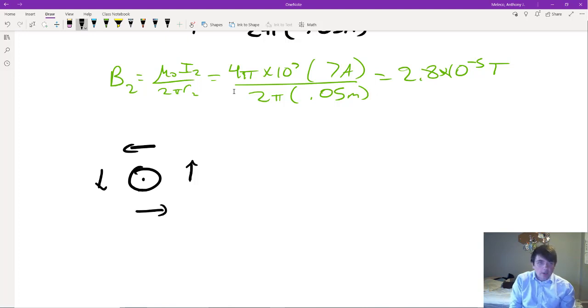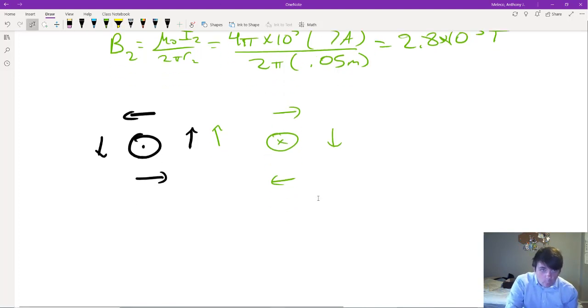And for the other wire, it actually rotates in the opposite direction using that right hand rule. So we see at the point in between, they're both pointing straight up. And so they'll both add together.